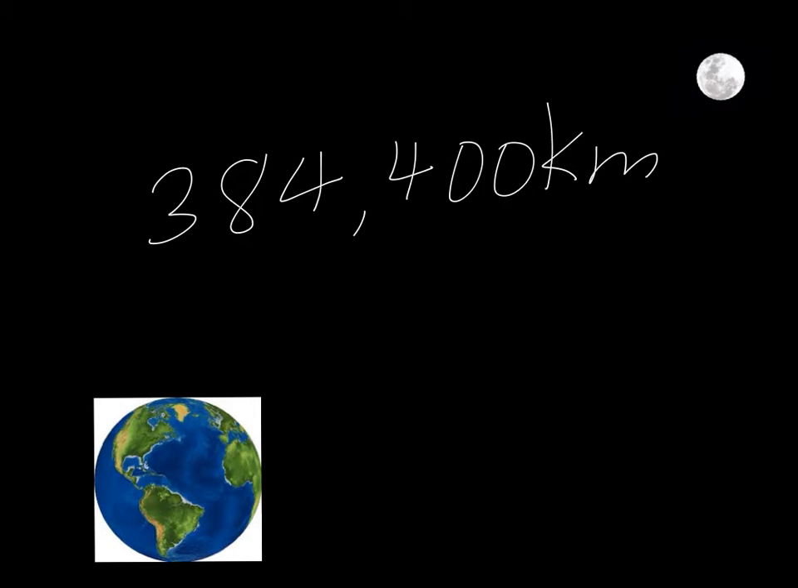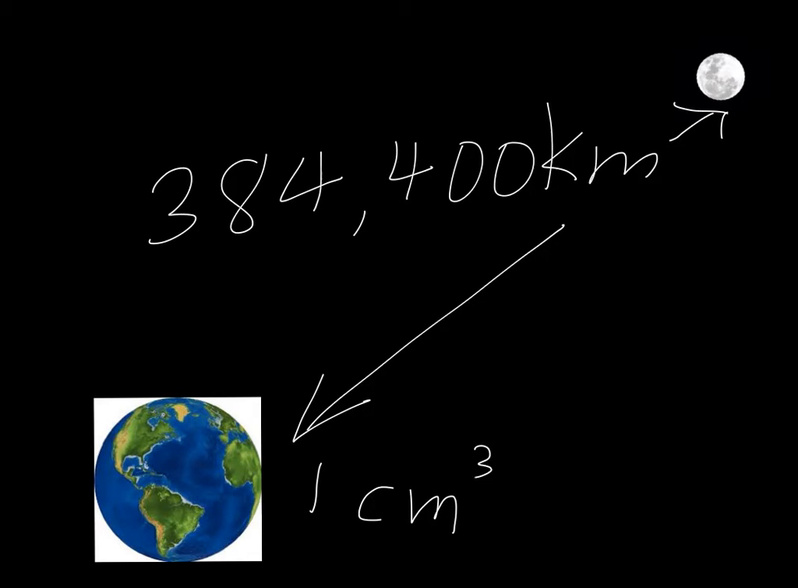Now the moon is approximately 384,400 kilometers from the Earth. The question we want to know is how far would our rocket go if each cubic centimetre of space allowed our rocket to travel 1,000 kilometres. So 1 cubic centimetre would allow us to go 1,000 kilometres.